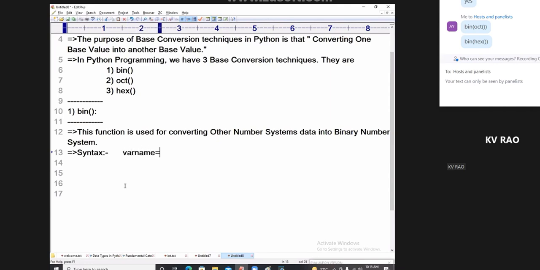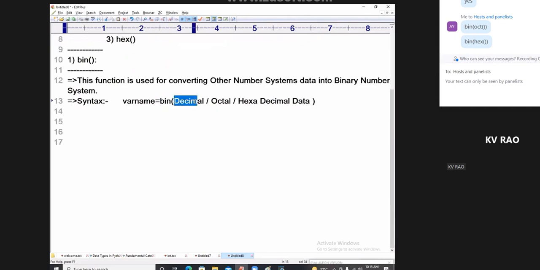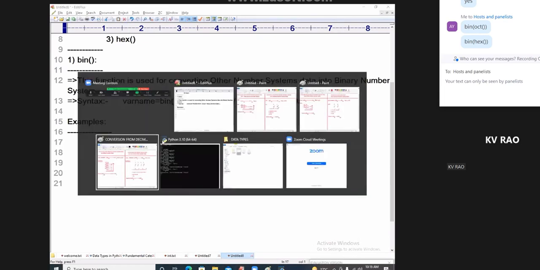What is this now? Variable name is equal to bin of, and I must pass decimal, octal, or hexadecimal data. See that? The bin function will take decimal data, octal data, or hexadecimal data, one at a time. Don't ask me, sir, can I pass both of them at a time and convert? That is not a correct question. So pass the decimal data, or pass octal data, or pass hexadecimal data. Immediately, for an example, first I will take decimal data, right? And I told you some conversion techniques, there are a lot of conversion mathematics techniques out there. Let us go to that.